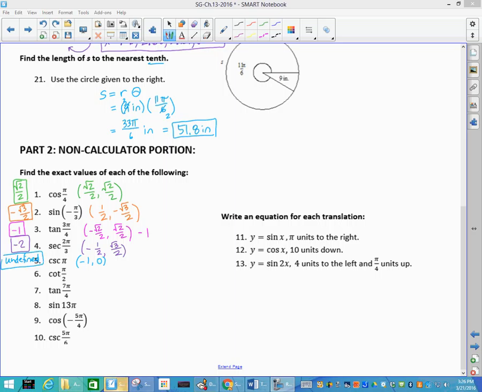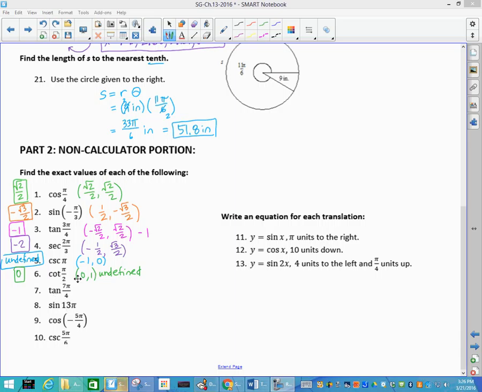All right, next says cotangent of pi over 2. Pi over 2 is straight up on your circle. The coordinates are 0, 1, and the tangent, if you wrote it right next to it, is undefined. So cotangent is 1 over the tangent, and if you remember, 1 over that is 0. Or you can remember that cotangent is cosine over sine, and 0 over 1 is 0.